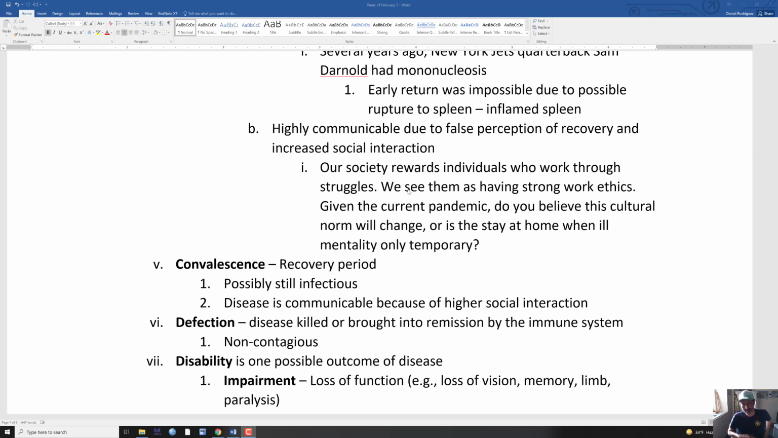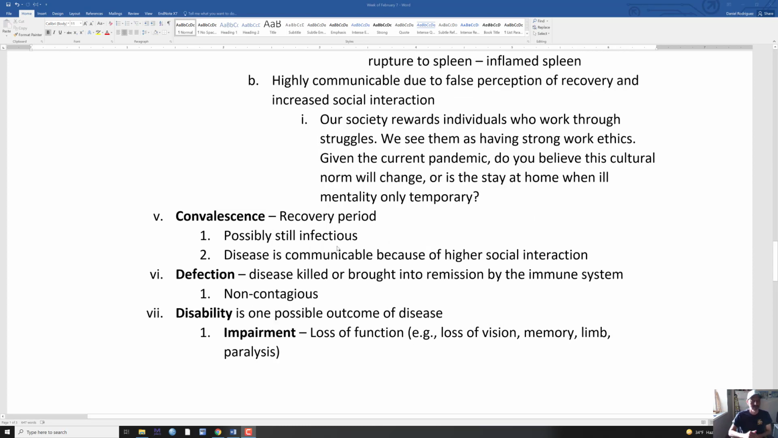And I understand how people feel, especially with the employee shortages right now, but it's not good public health practice to go into work when one is not fully recovered. Convalescence is the recovery period, possibly still infectious.